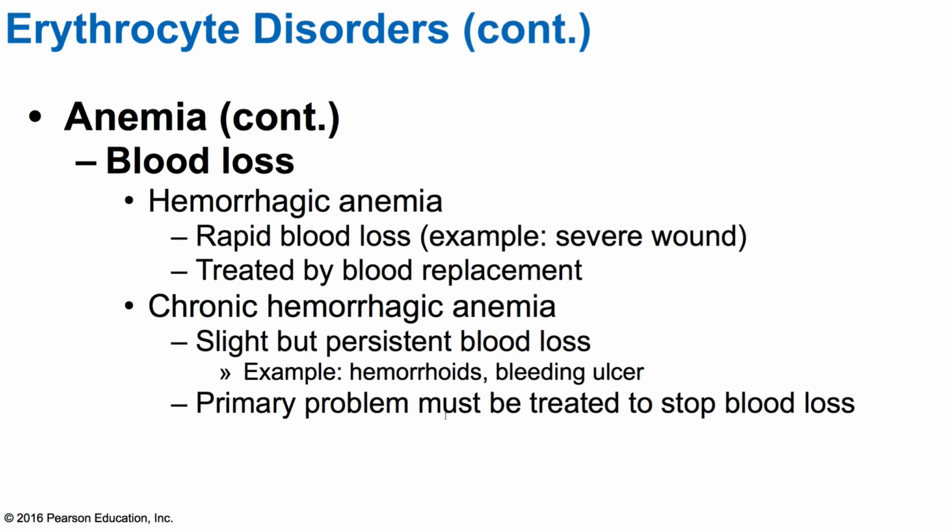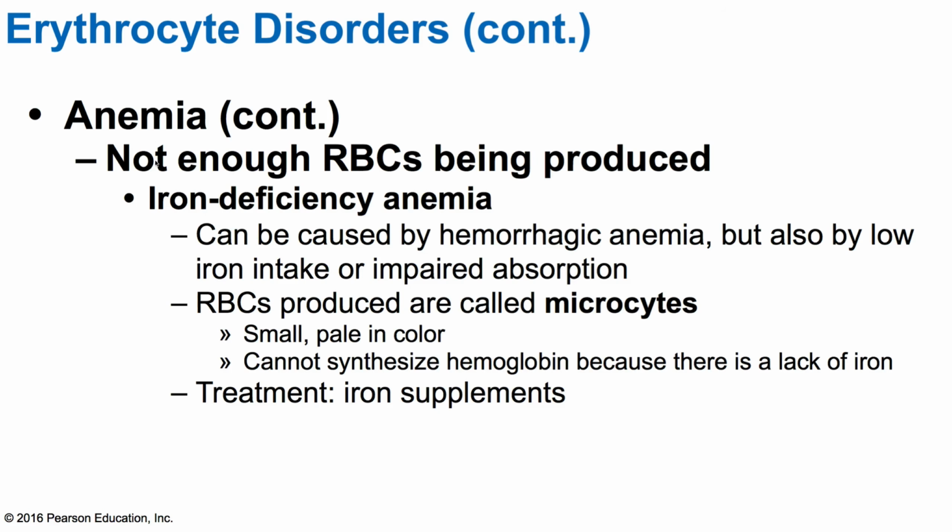And once you treat this, then the bleeding stops, the anemia goes away. The second group of causes for anemia is not enough red blood cells being produced. The first example that they gave is iron deficiency anemia. So why is this happening? Well, this could be a cause of hemorrhagic anemia, but usually this is because you're not getting enough iron in your diet or your body's not absorbing that iron.